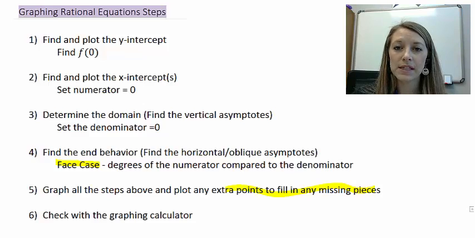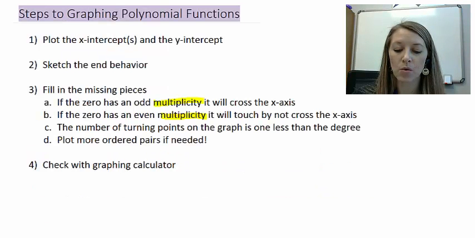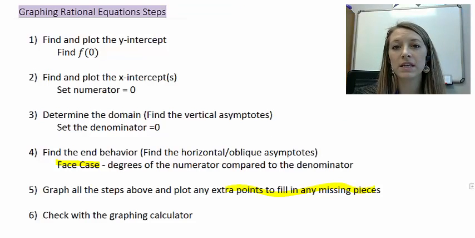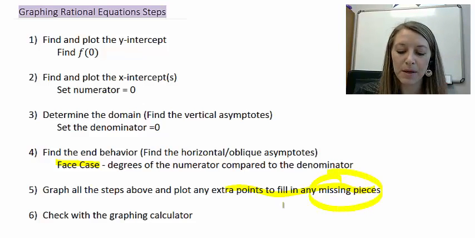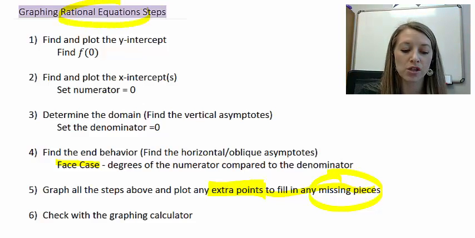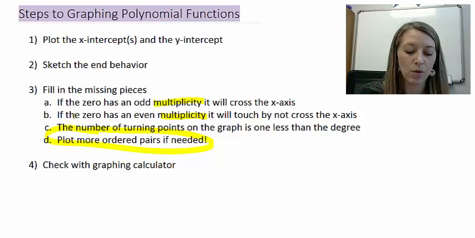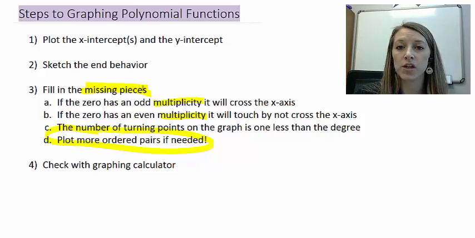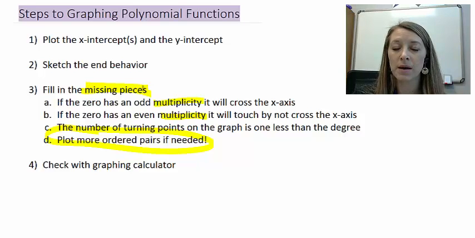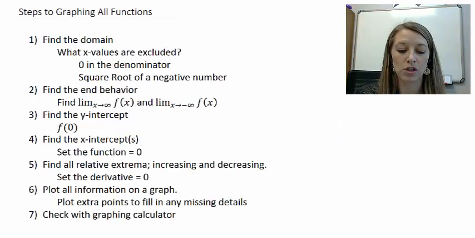Now these are two different sets of steps for both polynomials and rational functions, so we want to condense this into one set of steps. But not only that, we don't want to have to fill in the missing pieces with just plotting extra points. There should be a better way to fill in those missing details. And that doesn't matter whether we're looking at rational functions or polynomials. Plot more points if needed. We want to have a better way to fill in the missing pieces. Well, that better way is what we've just learned in this section, what we've learned in calculus. So let's combine all these steps with the calculus information that we just learned.